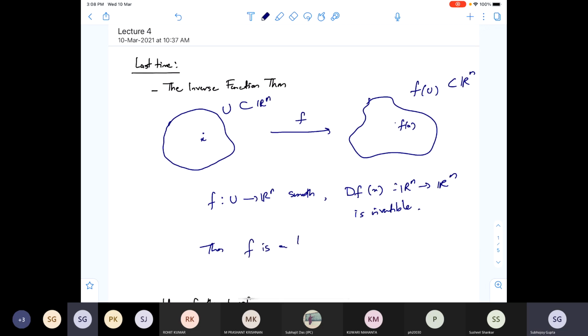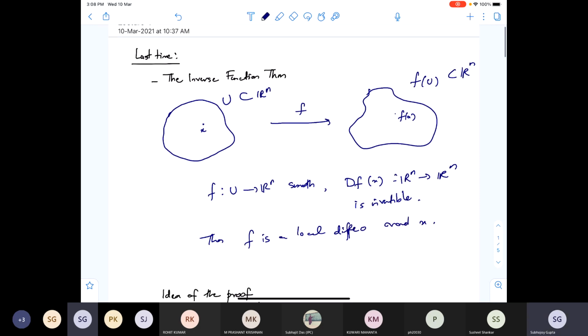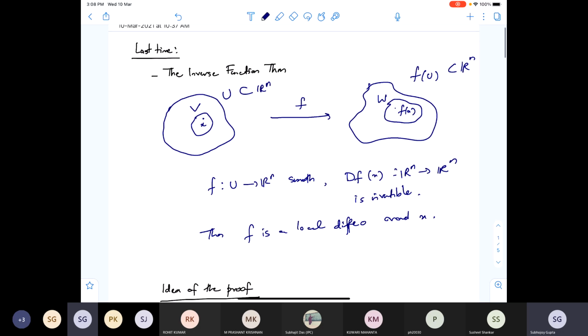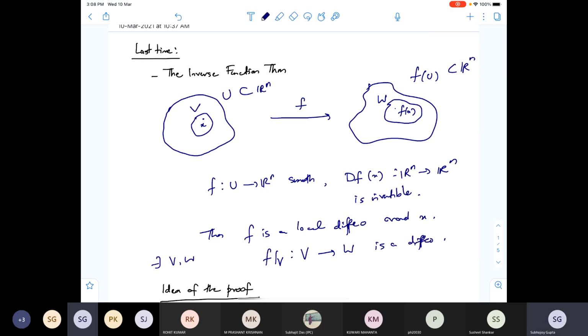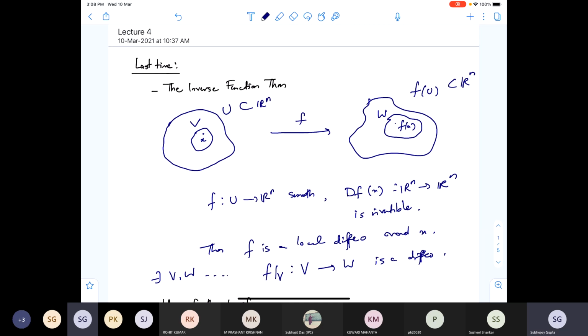right? f is a local diffeo around x, and what it means is that there is some neighborhood, let's call it V, around x, and some neighborhood W, so that f restricted to V is a diffeomorphism to W. Right? W is some neighborhood, so there exist V and W. I'm not writing everything. We saw a statement last time. So this is what it means, right?